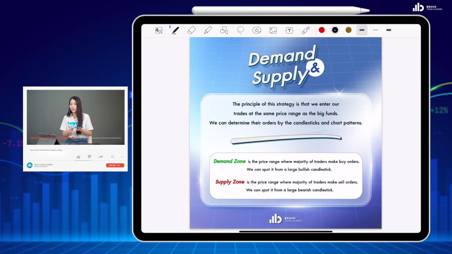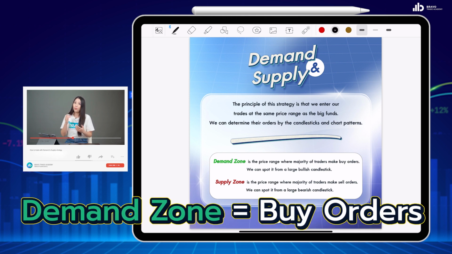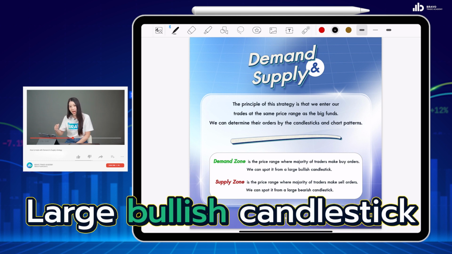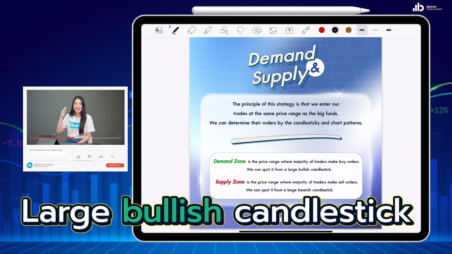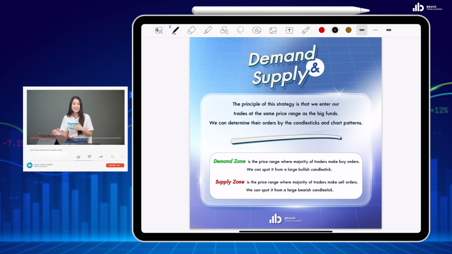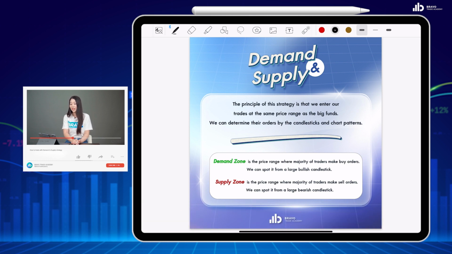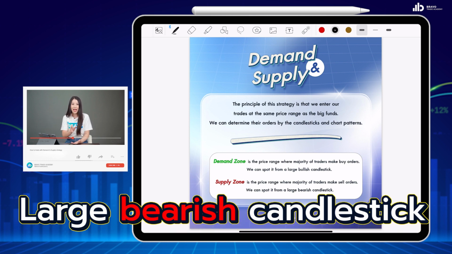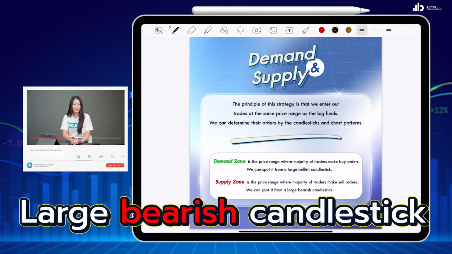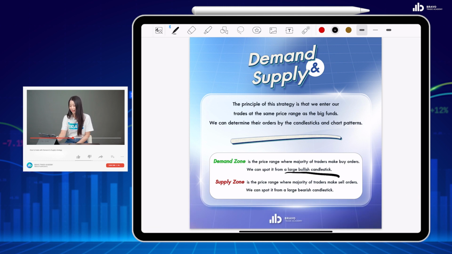The demand zone is the price range where the majority of the traders place their buy orders, and we can spot it from a large bullish, big green candlestick. On the other hand, the supply zone is the price range where the majority of the traders make their sell orders. If you want to spot them, you just need to look for a large, big red candlestick. So that's a very easy trick.